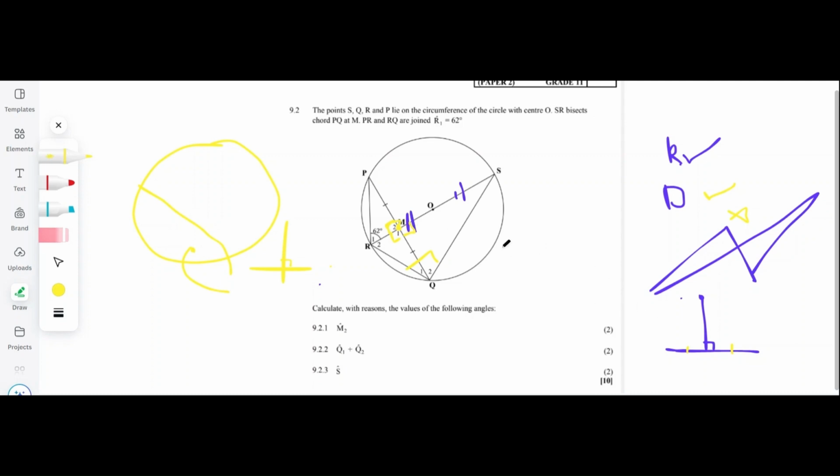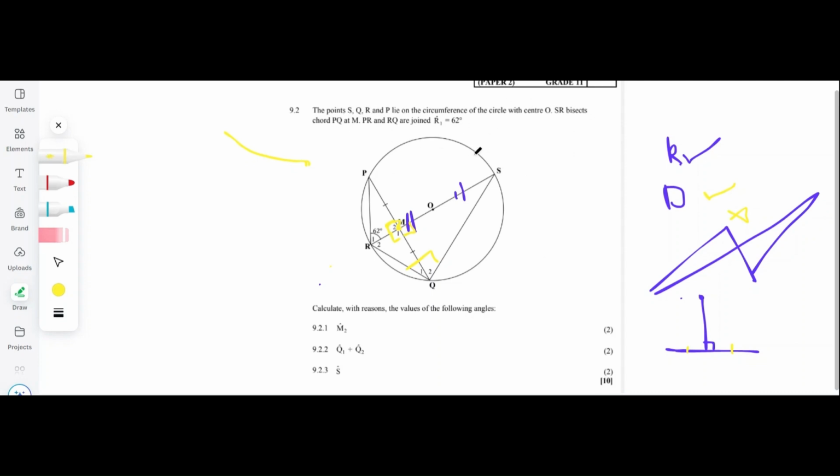Let's continue on. We've identified all the theorems, and we've annotated our diagram accordingly. This is our little criteria that we've set up for ourselves. Now, calculate with reasons the values of the following angles. But before we continue, a lot of students forget this: we need to identify a cyclic quad. We need to see if there's a cyclic quad present in this specific diagram. This is something they're not always going to outline in the question above.